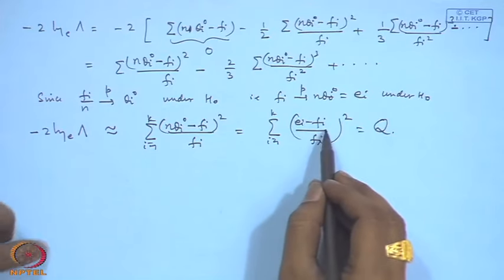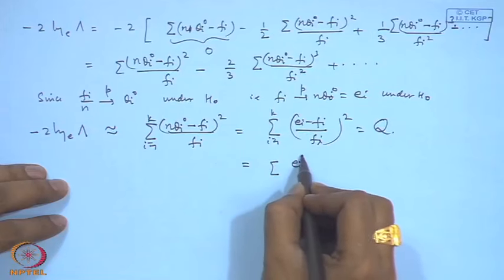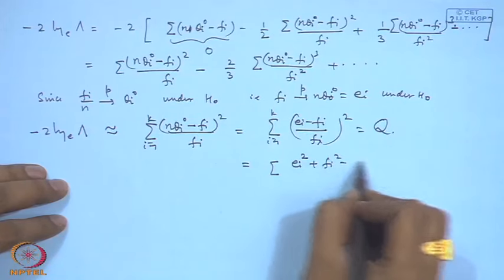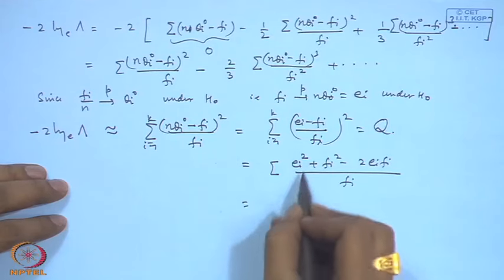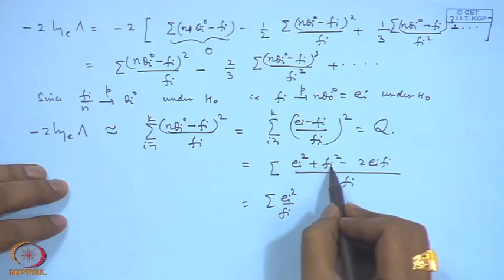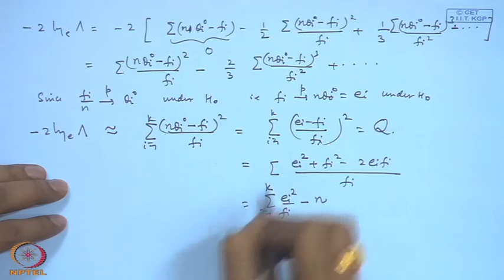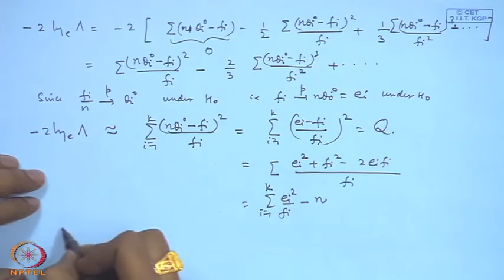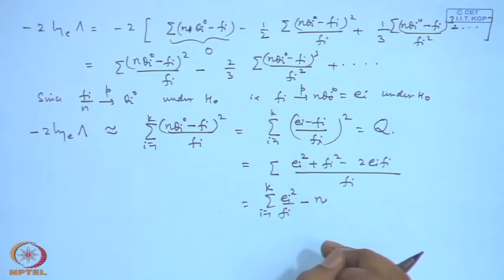And we have an alternative formula for this. See, if I expand it, it becomes (E_i square plus f_i square minus 2 E_i f_i) divided by f_i. That is equal to sigma E_i square by f_i plus sigma f_i minus twice sigma E_i, both are n here. So, this is becoming sigma E_i square by f_i minus n, i equal to 1 to k. So, this is the test statistic which is coming from the likelihood ratio.